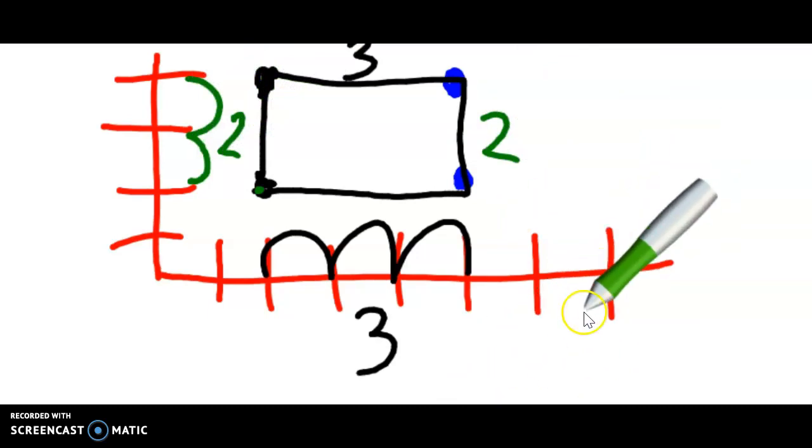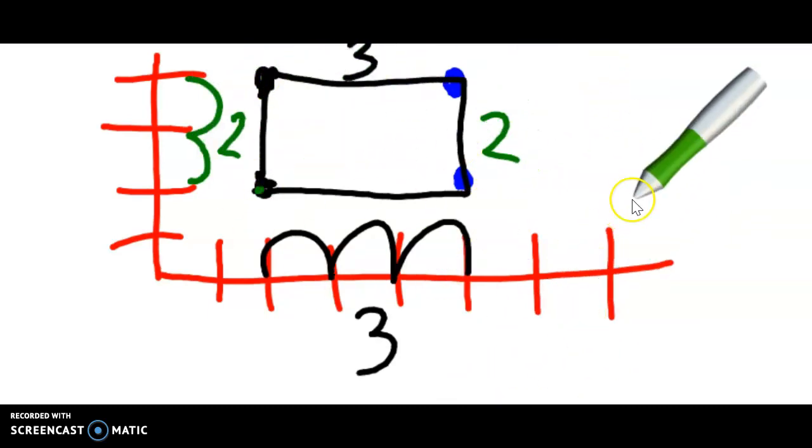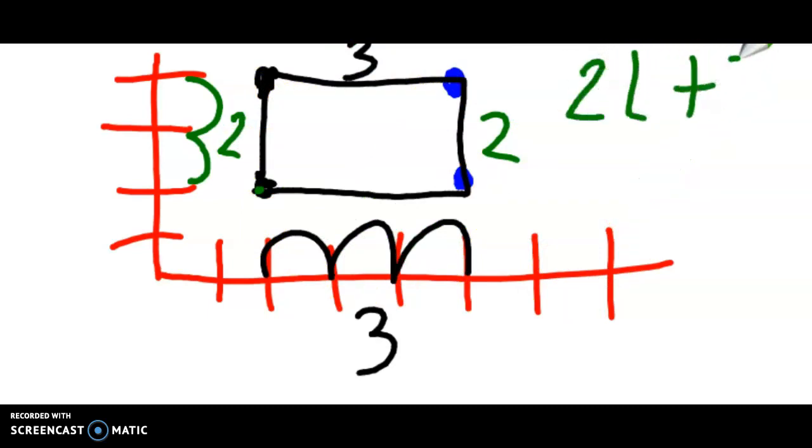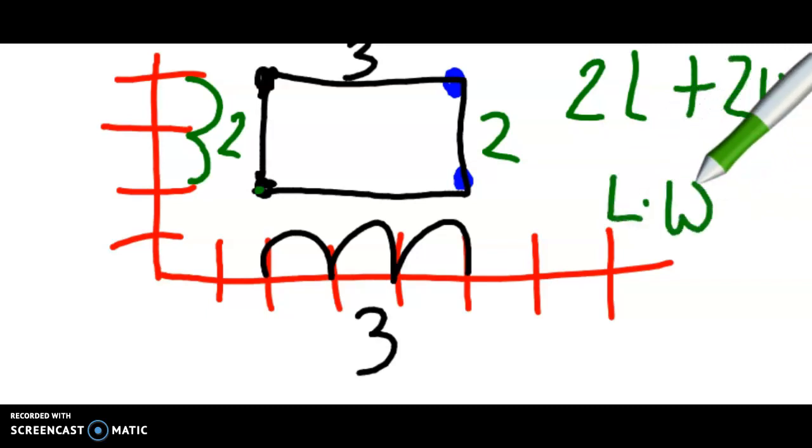If I'm doing my perimeter, I know that I have to add all my sides together because it's 2L plus 2 width. Or I can multiply 2 times 2 is 4, and 3 times 2 is 6. I could do that, or I can just walk around and add them all together. And then my length times my width is going to give me the area of my rectangle.